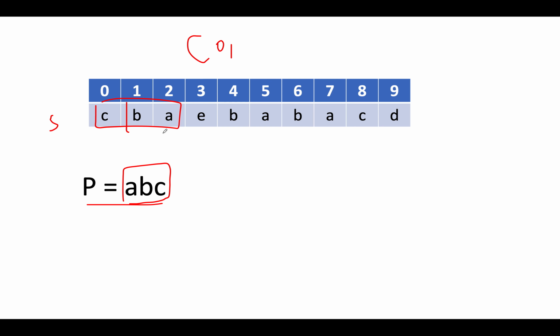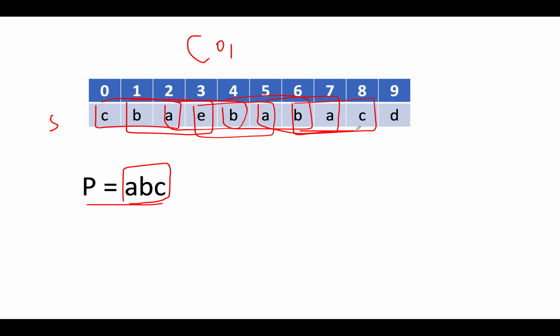We generate the next substring that would be equal to BAE. And let's compare it with ABC. It doesn't match, so we skip it. Next we have is AEB. It doesn't match. Let's skip. Next we have is EBA. It doesn't match. Let's proceed ahead. Next we have BAB. It doesn't match. Next we have ABA. It doesn't match. Let's proceed ahead. Next we have BAC.